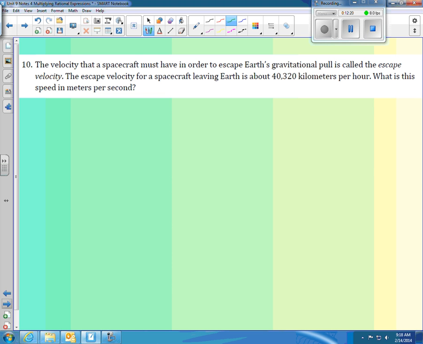All right, and to our last one here. The velocity that a spacecraft must have in order to escape Earth's gravitational pull is called the escape velocity. The escape velocity for a spacecraft leaving the Earth is about 40,320 kilometers per hour. Let's jot that down. 40,320 kilometers per 1 hour. What's its speed in meters per second?